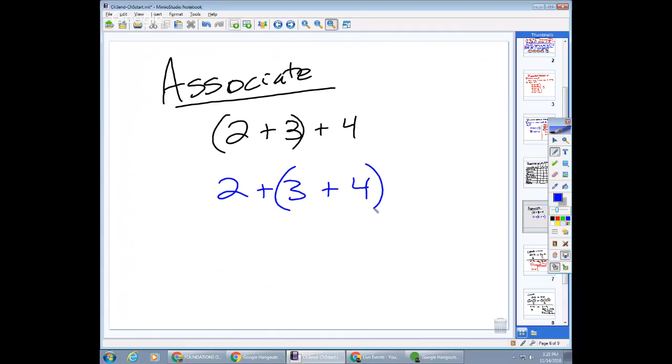So the black version says 2 plus 3, provided we know the order of operations. Parentheses first. 2 plus 3 is 5. 5 plus 4 is 9. The blue version changes the order of operations. That's why parentheses are first. 3 plus 4 is 7. Plus 2 is 9. Oops, 7 plus 2 is 9.